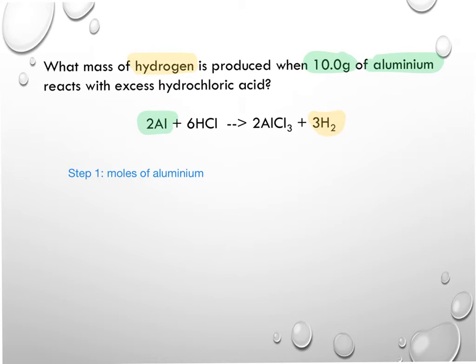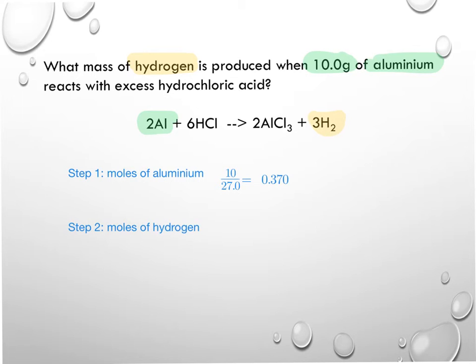Step 1. Moles of aluminium, calculated using mass over Mr. 10 grams of aluminium divided by 27 equals 0.370 moles to 3 significant figures.